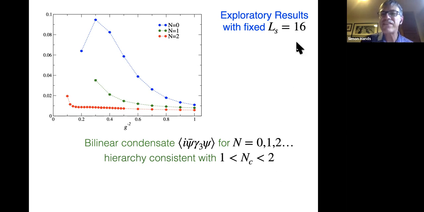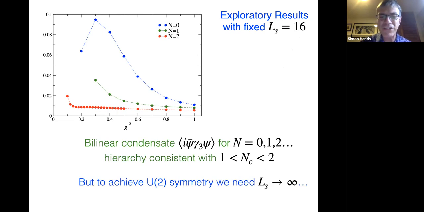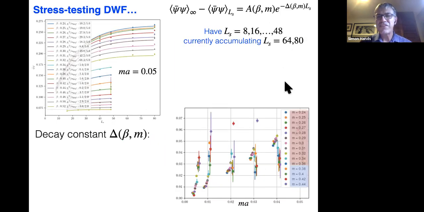The catch is that this was all taken with a fixed LS of 16. Now, apparently in QCD with dynamical domain wall fermions, LS of 16 is quite a respectable domain wall separation. But we have to go away and check that we're recovering the U2 symmetry. And for that, we need to check the large LS limit. I call it stress testing domain wall fermions. It turns out that it's really quite difficult to achieve the large LS limit.